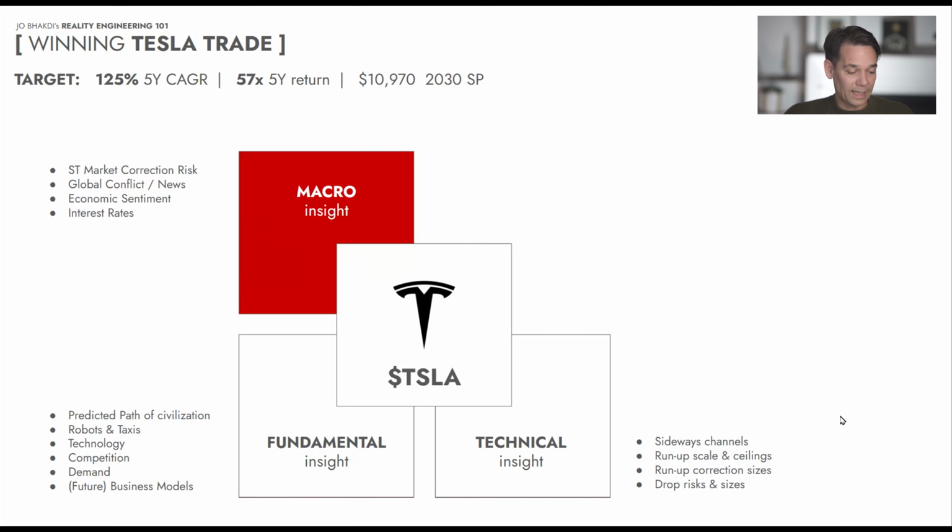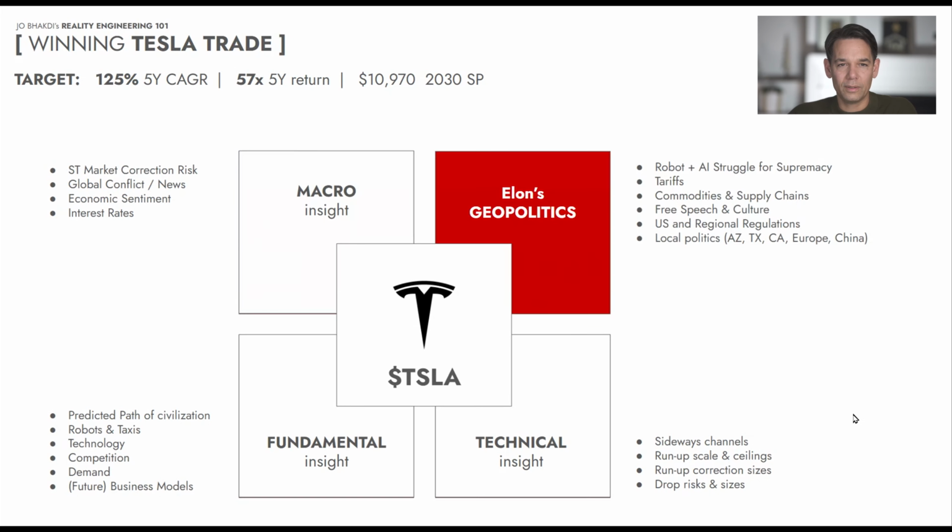And there's a final dimension that is actually unusually important for Tesla that has nothing to do with these three, or not much. And that is Elon's geopolitics. Why is that important, and what is that, and why is it different from macro? So macro is basically independent of Tesla, how markets behave and what the trends in the markets and politics and greater economics are.